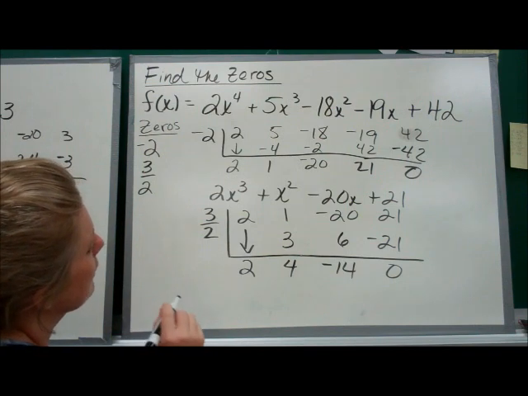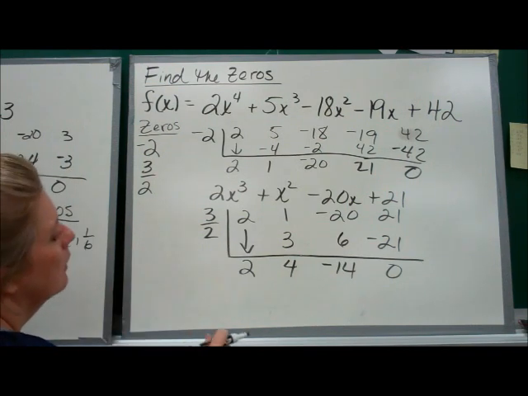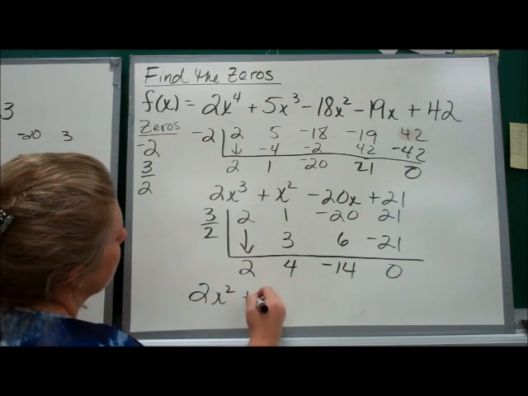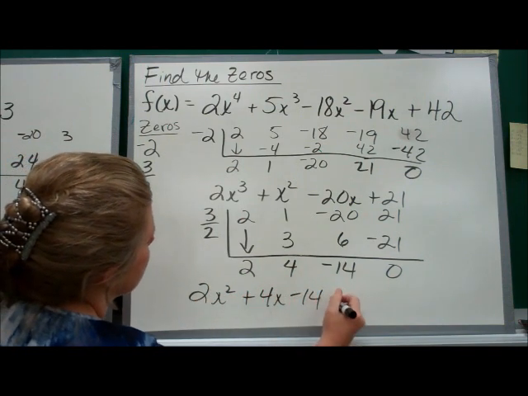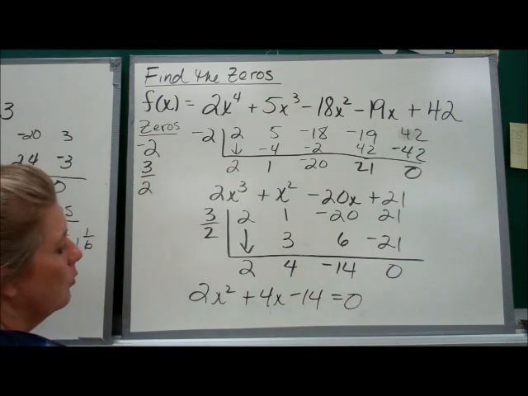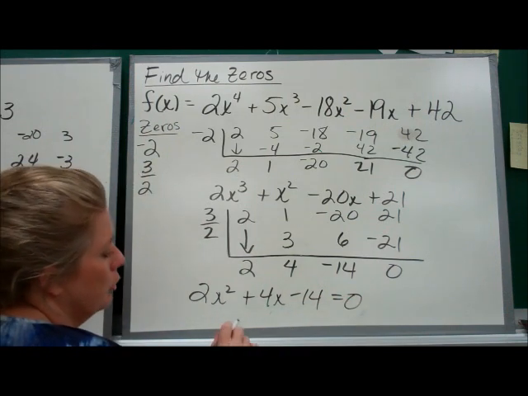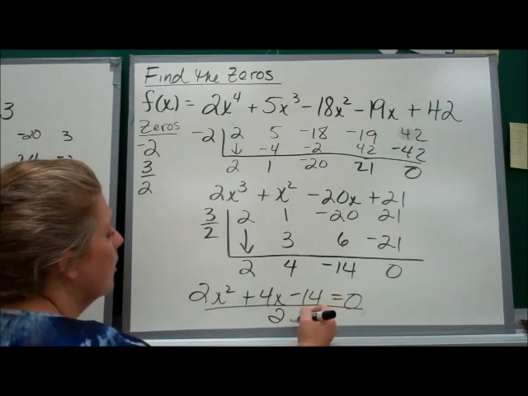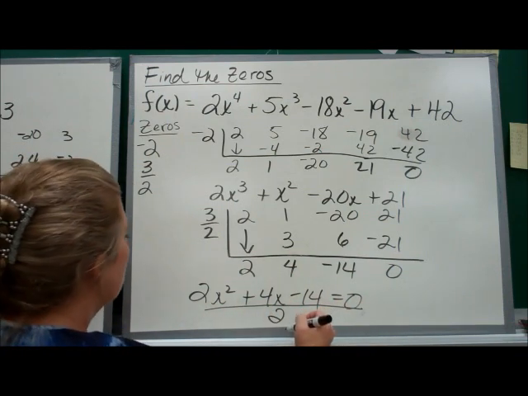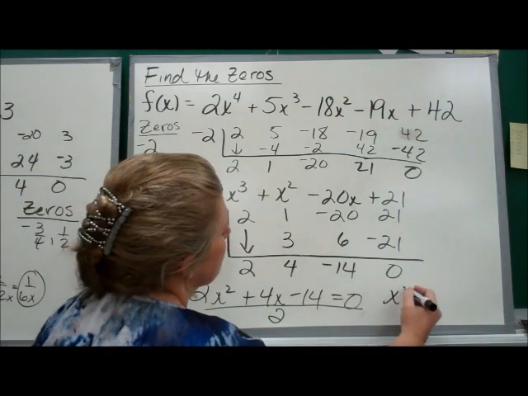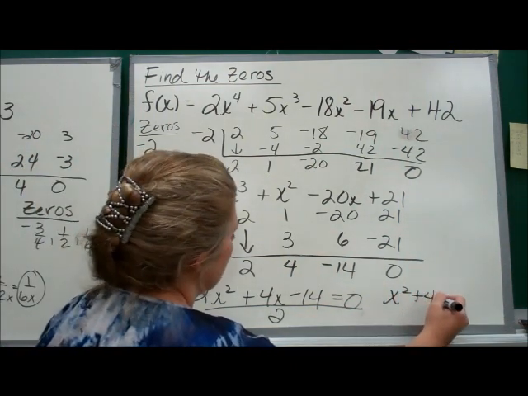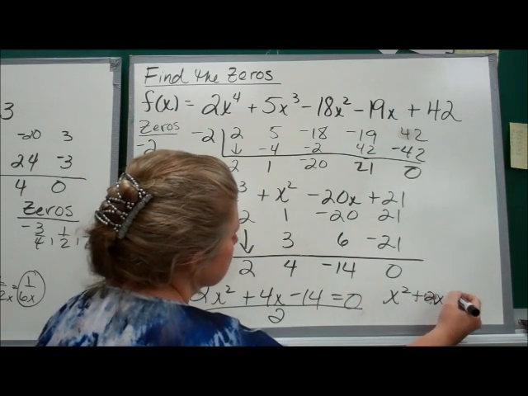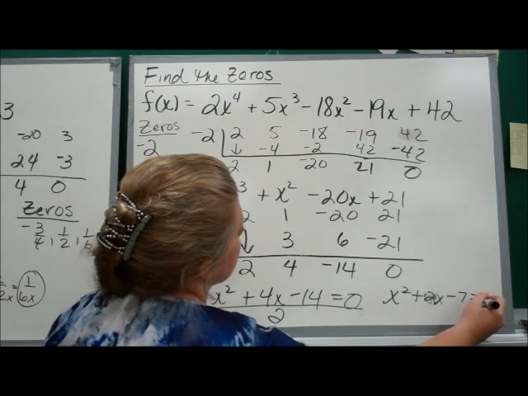And that's going to leave us with 2x squared plus 4x minus 14 equals 0. We'll divide all of that by 2. Okay, divide everything by 2 because that's your greatest common factor. And with that division, that's going to leave us with x squared plus 2x minus 7 equals 0.